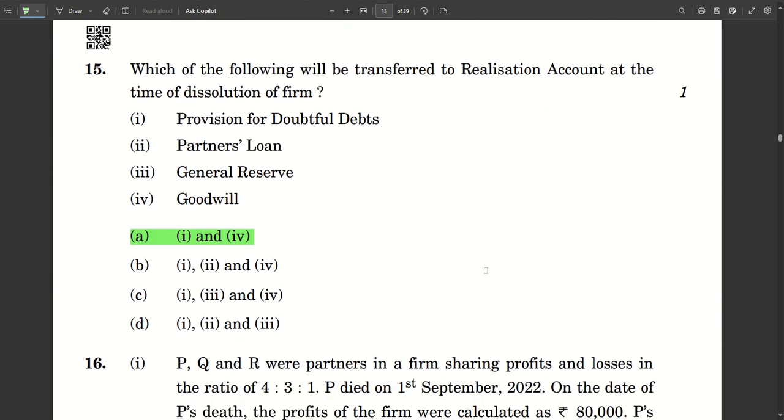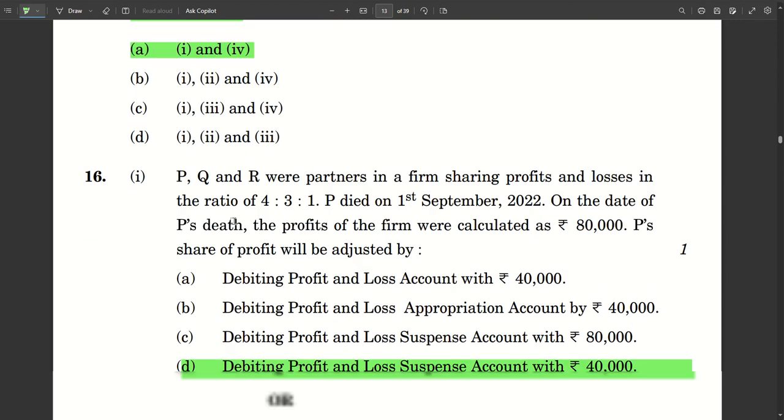Next one that we have: which of the following will be transferred to realization account? Again, your concept has to be clear here. Provision is transferred, partners' loan no, general reserve is not transferred, goodwill is transferred. So two of them, 1 and 4, are your answers. These two are transferred. So the answer will be option A.